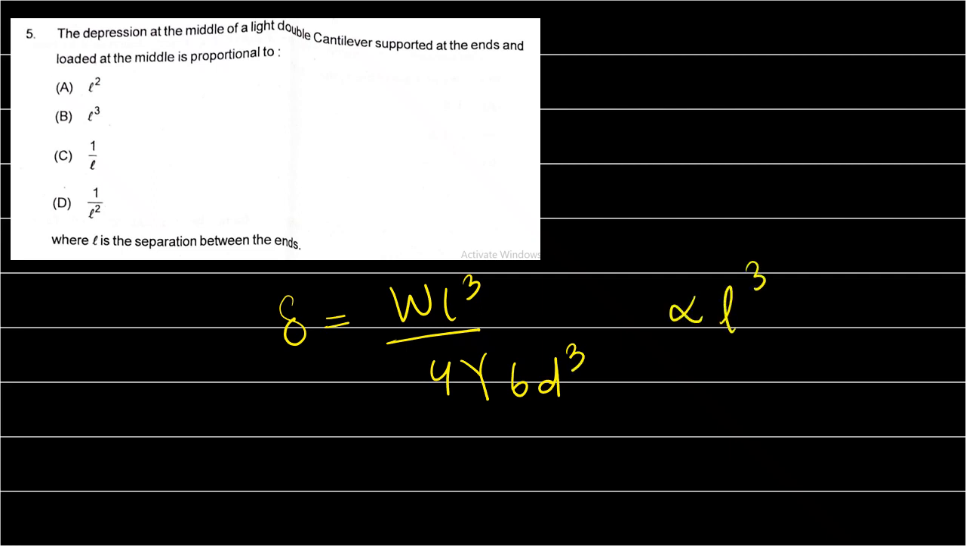And a formula based question. The depression at the middle is given by W L cubed by 4 Y b d cubed, which is proportional to L cubed. So the answer is B.